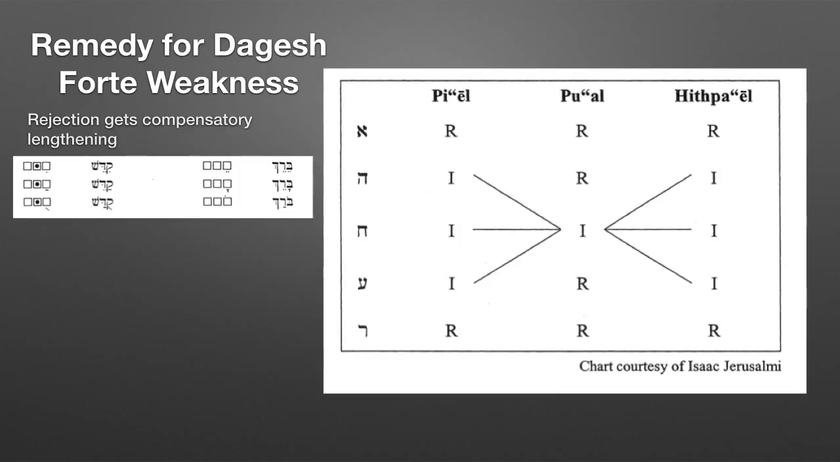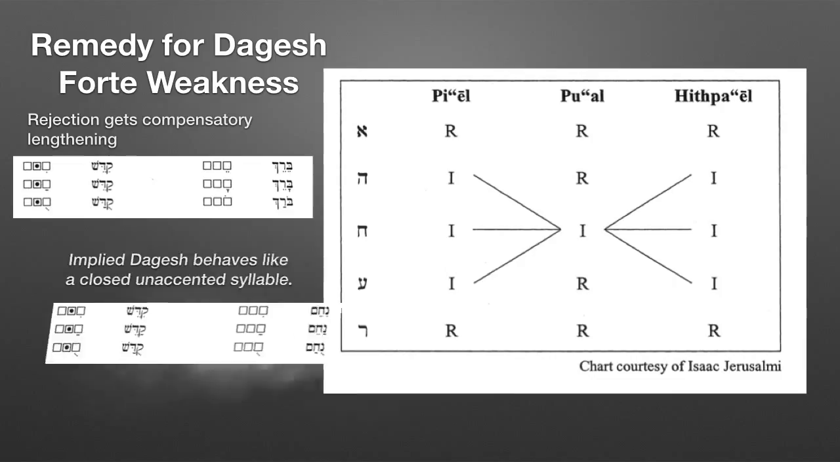And also keep in mind that we don't have a long U that is non-historic. Our only U long vowel is the shurik, and so we can't take a non-historic short vowel and make it a historic long vowel. We have to stay within the non-historics, going from a short kibbutz to a long holum. So remember, rejection gets compensatory lengthening.